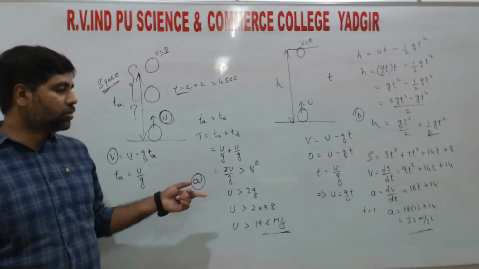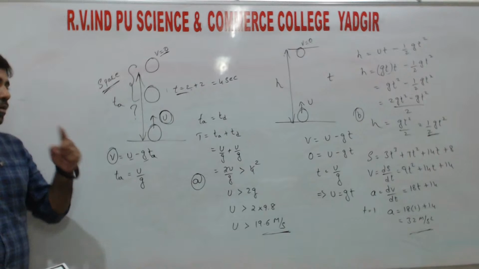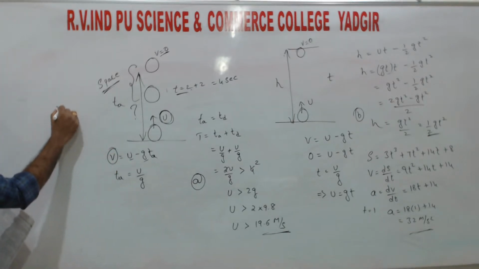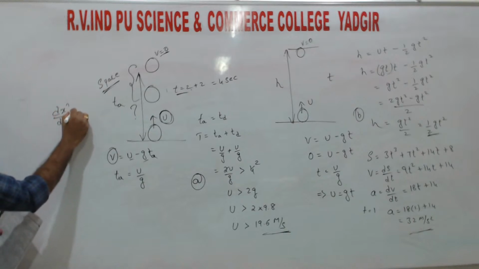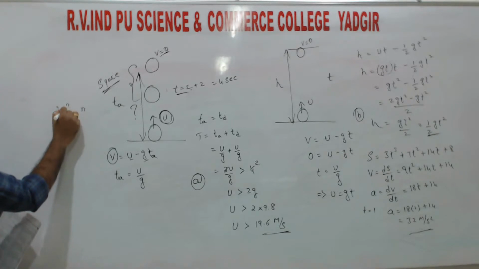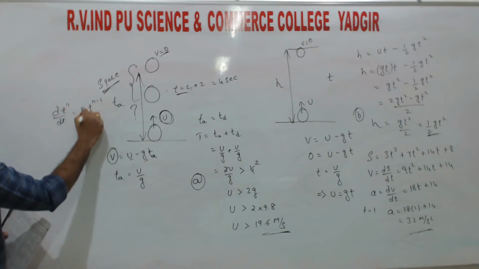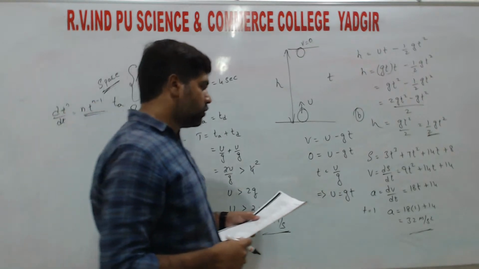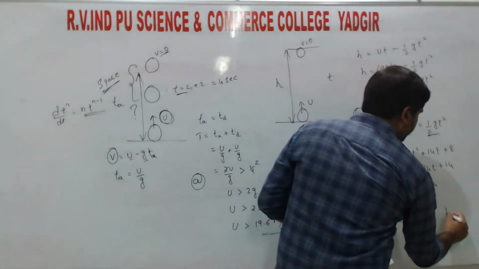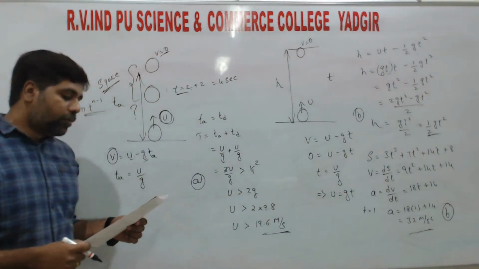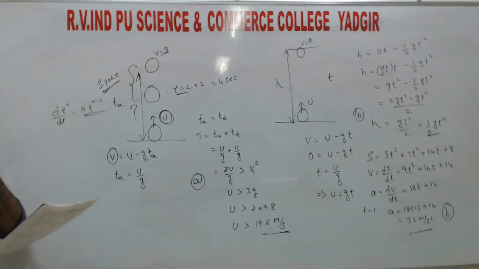So last class you have been taught differentiation, so it should be fresh. So same formula: d(x power n) by dt is equal to n into t power n minus 1, right? So option B, 32 meter per second square.